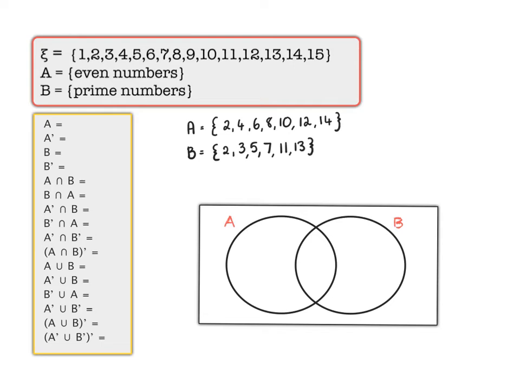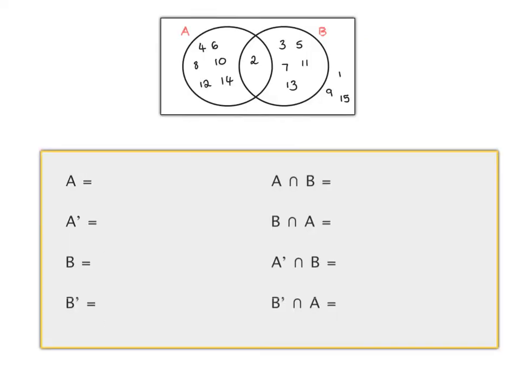And then as before, you just need to put these into the Venn diagram. So for the first question, we need everything that is in set A. So I'm going to shade in the circle of A, including the section in the middle. So set A becomes 2, 4, 6, 8, 10, 12 and 14. Next I want A complement, so I want everything that is not in A. So that is 1, 3, 5, 7, 9, 11, 13 and 15.